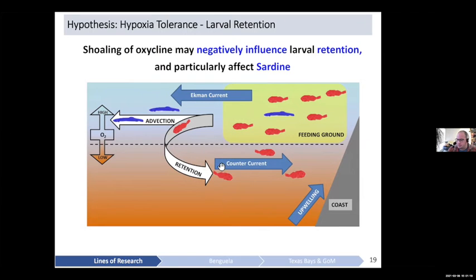where they encounter a countercurrent that brings them back to the shore into the good feeding grounds over the shelf. Instead, they are attracted to offshore waters that are not as conducive for survival and recruitment, affecting recruitment. That's our hypothesis, taking it from a Norwegian modeling study and putting it into our hypoxia results.